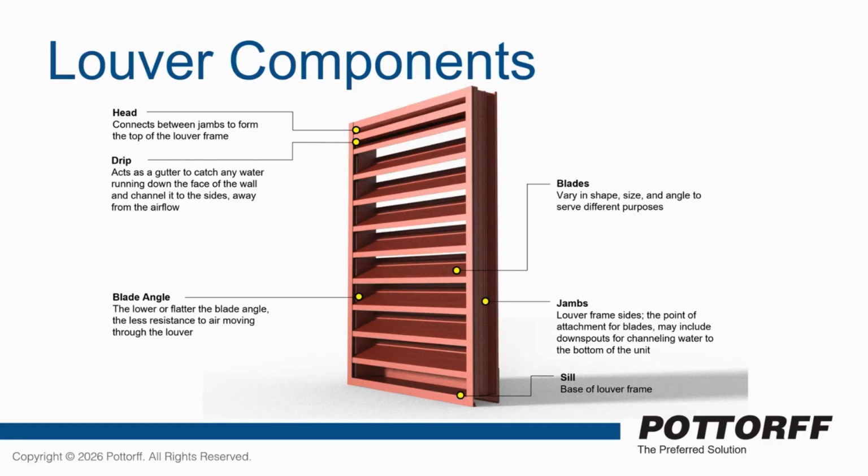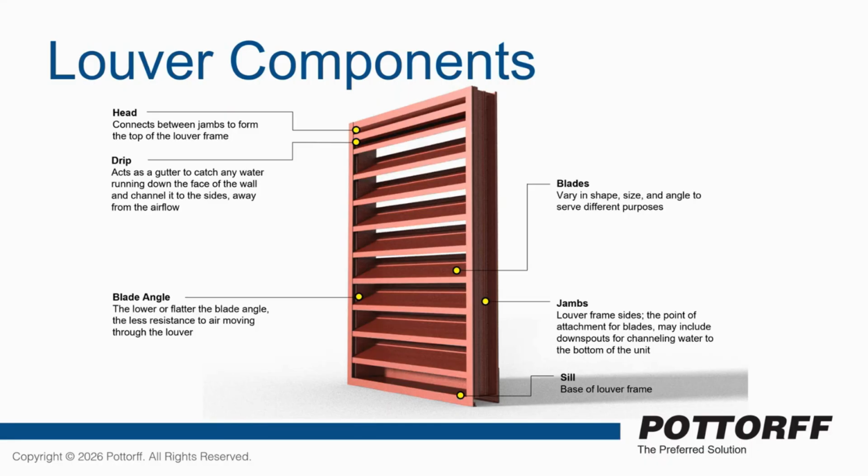Our jambs usually have some type of channel in them. We like to call it a downspout, but a channel that will help carry that water all the way down into the sill so it can run out of the louver without going into the building. So increasing its performance there. The main thing you're going to see on every louver, of course, is the blade.